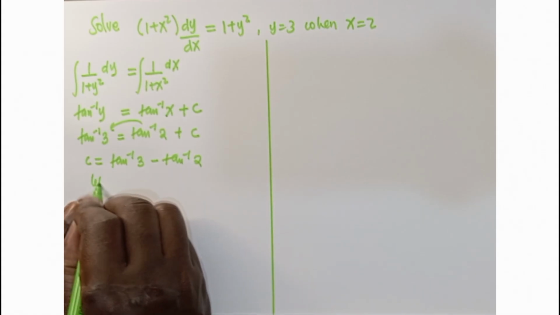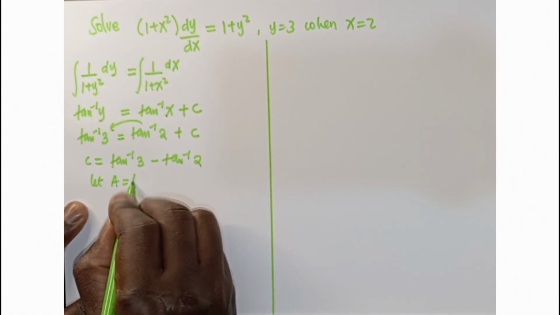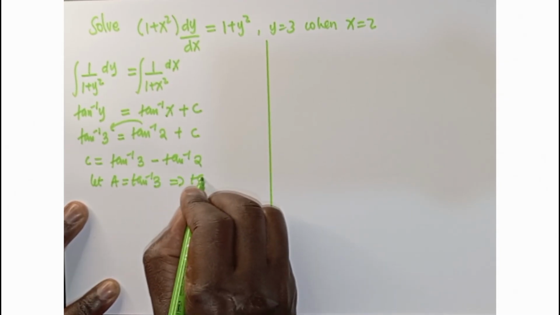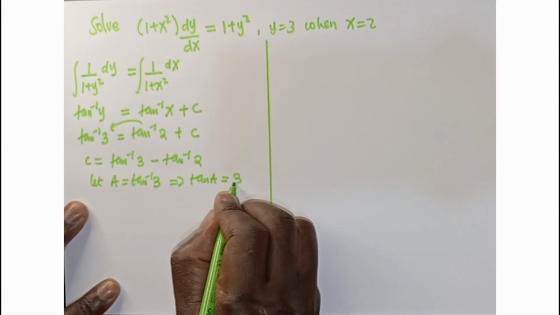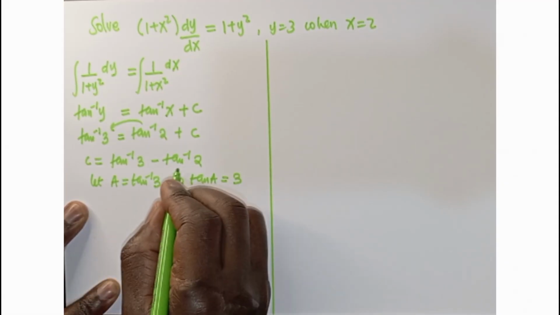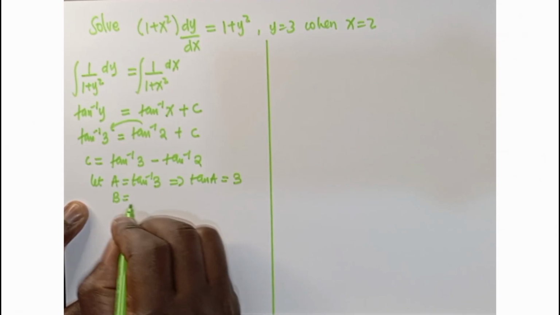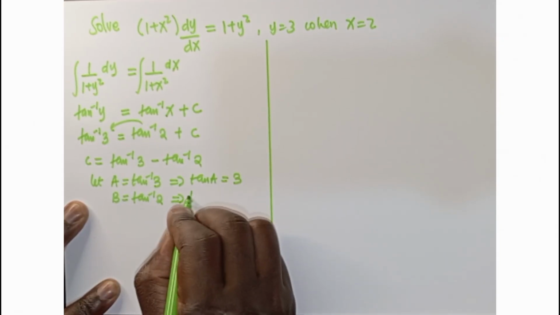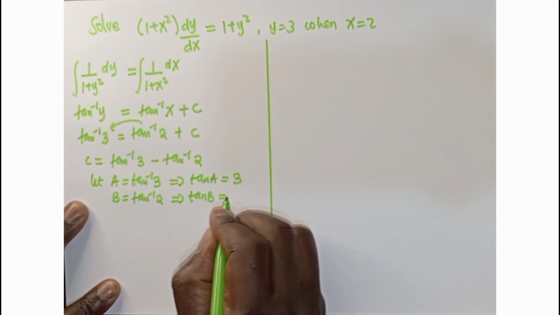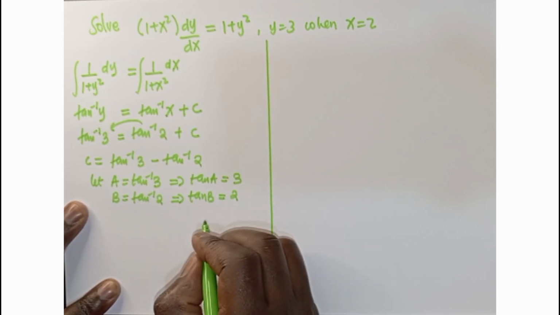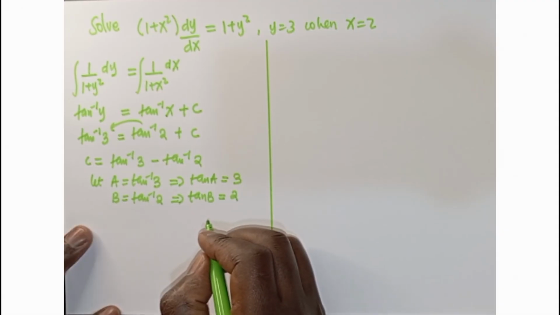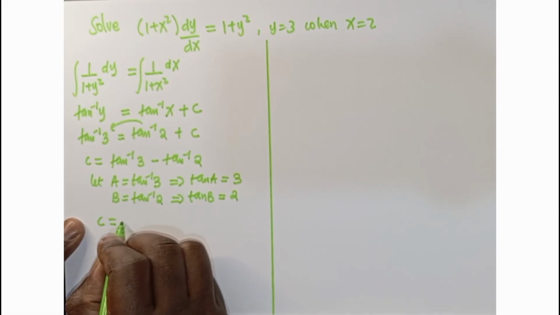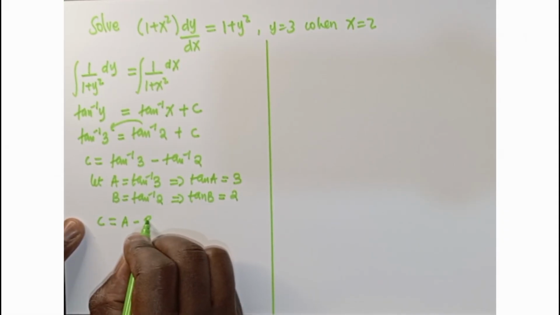So we say let A equal tan inverse of 3. This means that tan of A equals 3. Then B equals tan inverse of 2. This tells us that tan of B equals 2. Now after having that, I can say that my C is actually equal to A minus B.